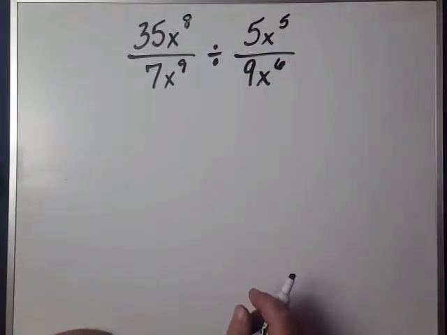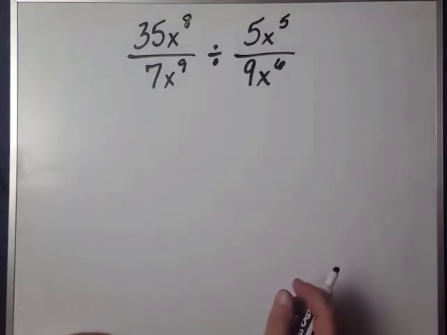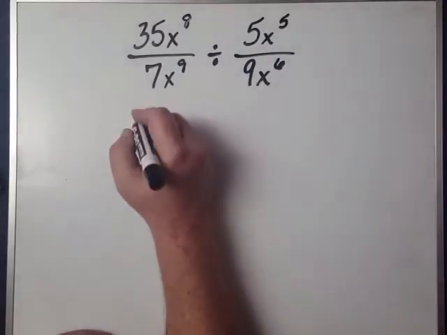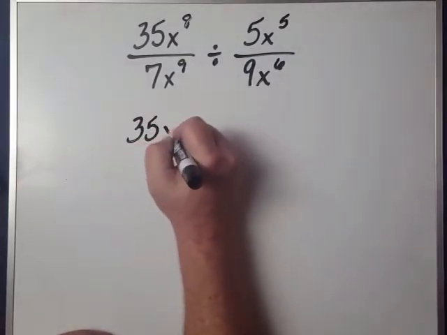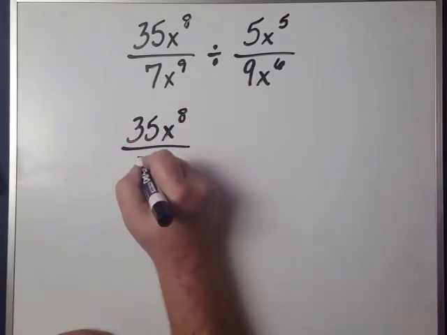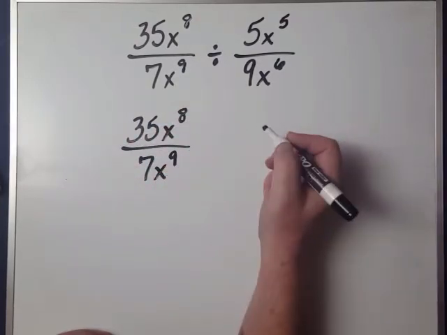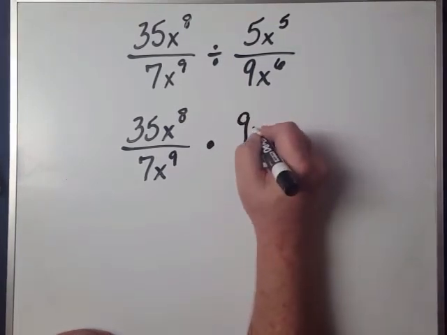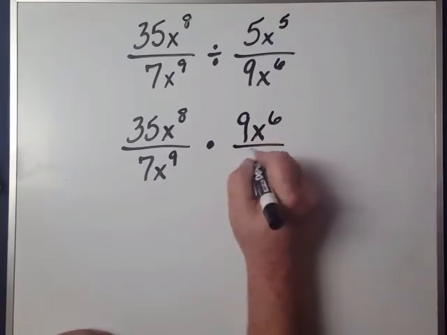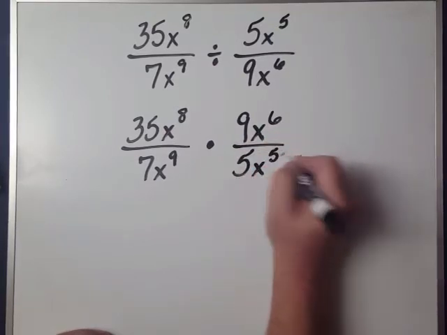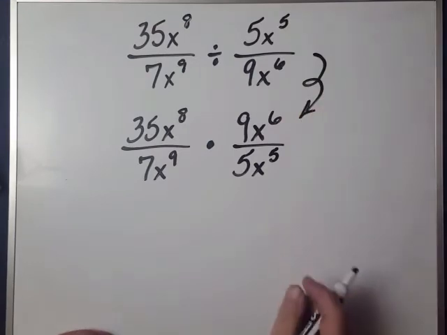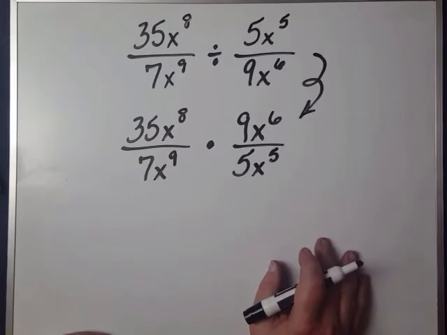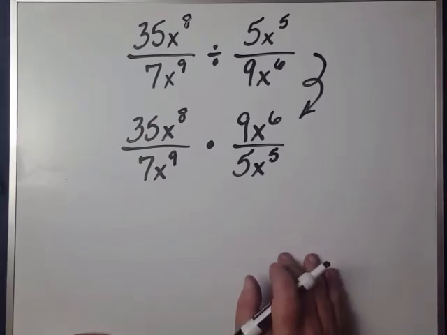To divide fractions, or indeed rational expressions, we flip and multiply. Leave the first fraction alone. Flip and multiply. Flip over that second fraction, changing this to multiplication. To divide fractions, we flip and multiply. Now that we're under multiplication, now we can look for cross-canceling.